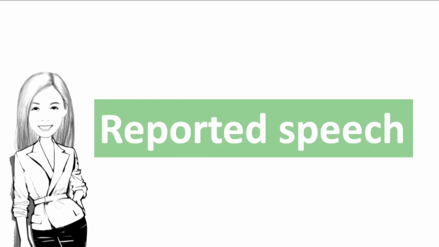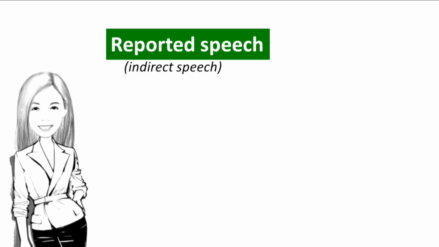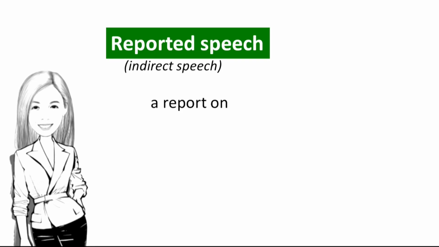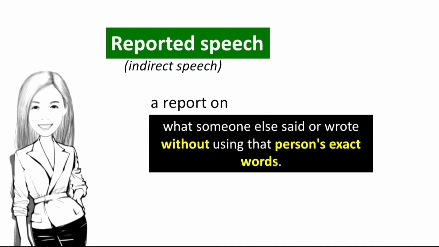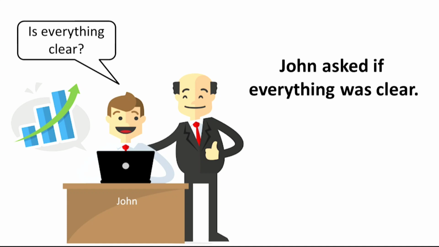Now let's see what reported speech, or indirect speech, is. A reported speech is a report on what someone else said or wrote without using that person's exact words. For example, we can write this in reported speech: John asked if everything was clear. We changed is to was, and we added if. Therefore, we did not get the exact or actual words the speaker said.